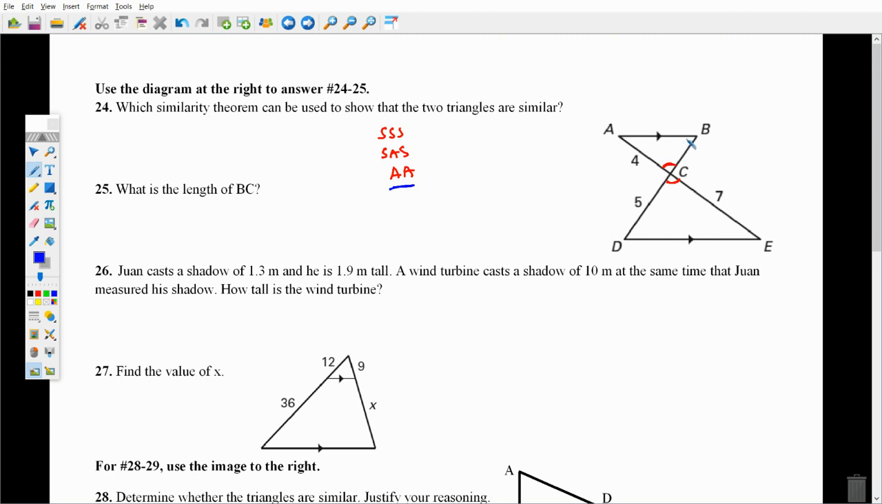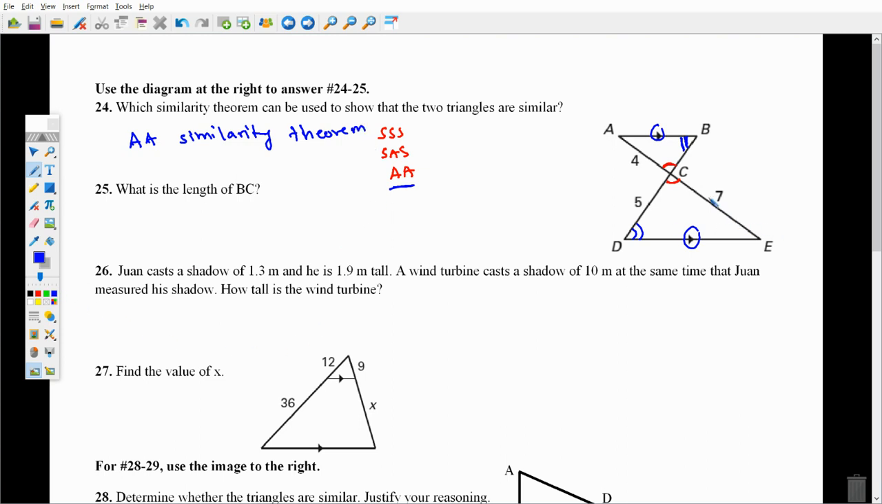And the reason why we could do that is because this angle here is going to be congruent to this angle here because the two lines are parallel and these two angles are alternate interior angles. So in this case, it's going to be the angle, angle similarity theorem. And I guess I will write out theorem for you.